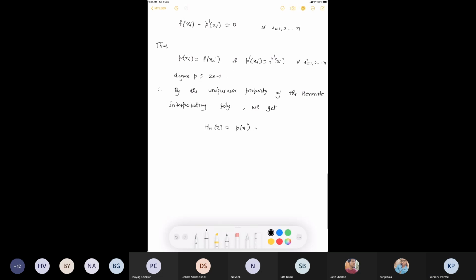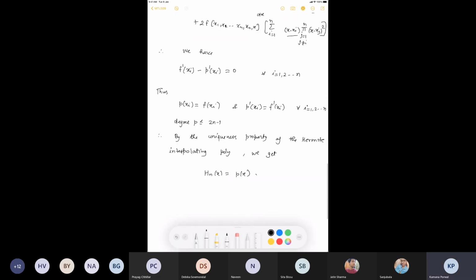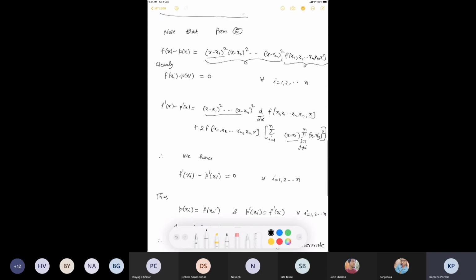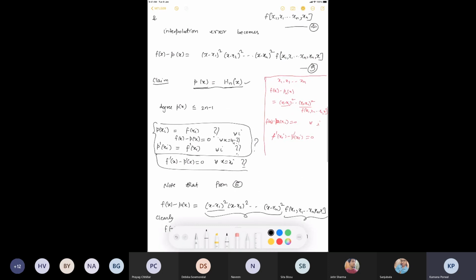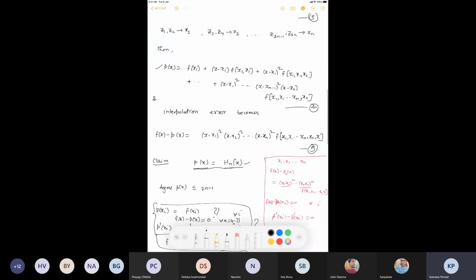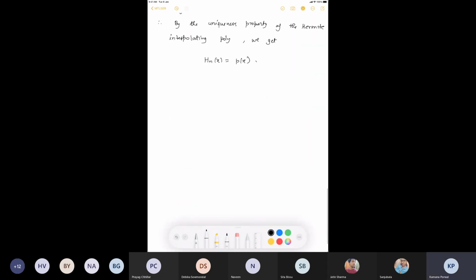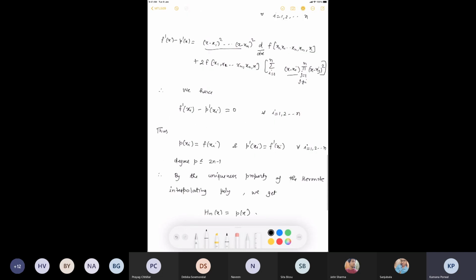Okay, this means that basically we have got these polynomials H_n(x) and p(x), they both are the same. It's just that we have written them differently. So this form what we have got here, it is using the divided differences, and the initial form what we had written in equation number 1, that is the Lagrange form of the Hermite interpolating polynomial. All right.